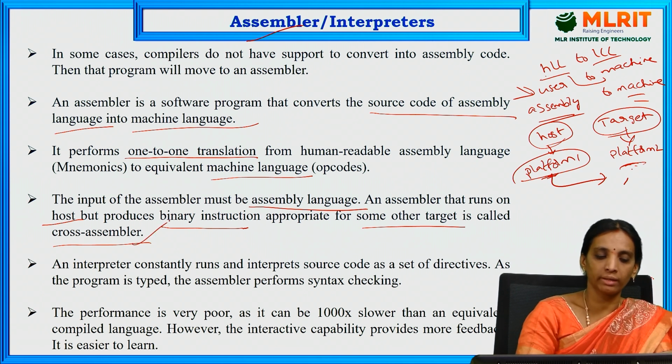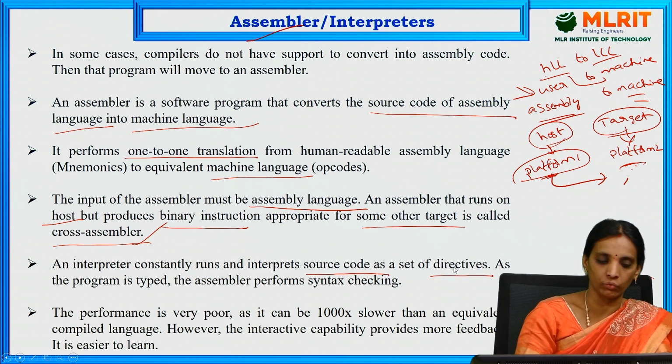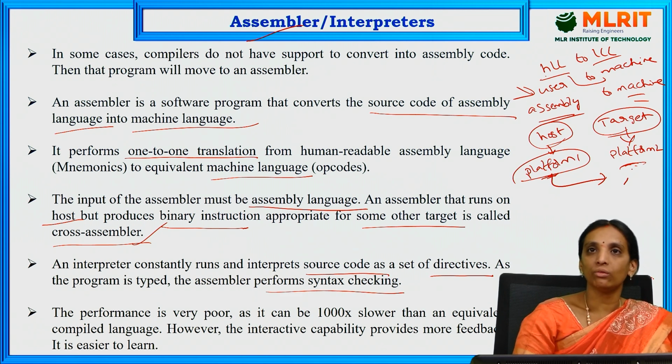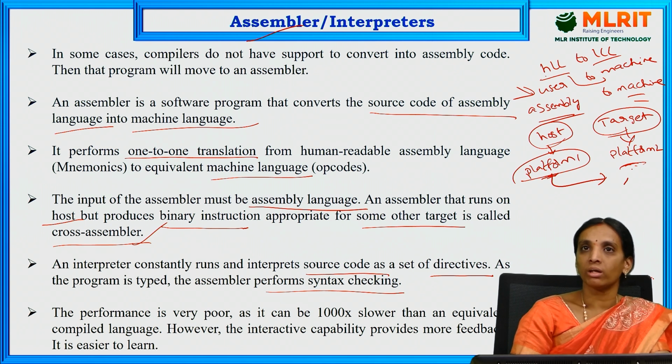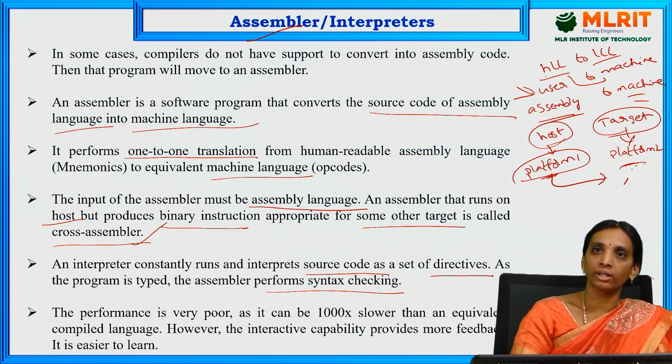The interpreter constantly runs and interprets the source code as a set of directives. As the program is typed, the interpreter performs the syntax checking. The interpreter is used for checking any syntax errors or any missing libraries or directives in the main program. So the performance is very poor. It can be 1000 times slower than an equivalent compiled language. Compared with the compiler, the interpreter performance is very poor.